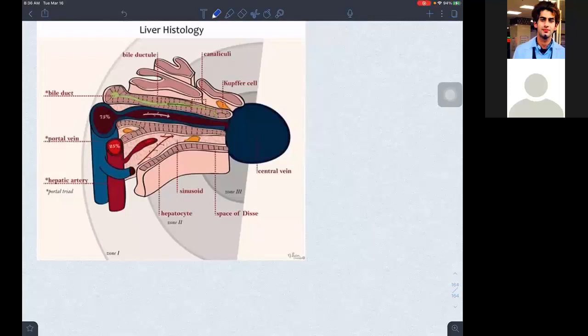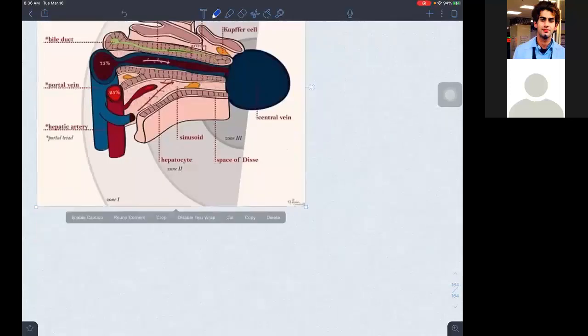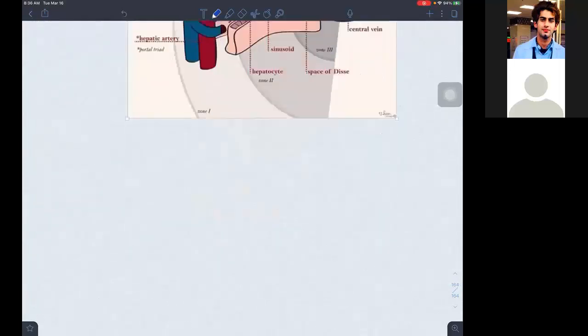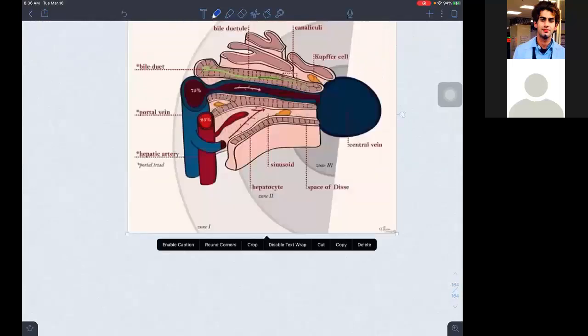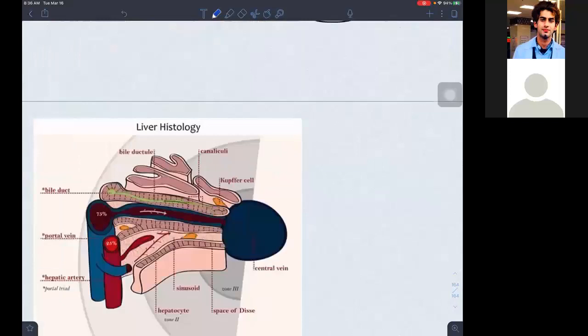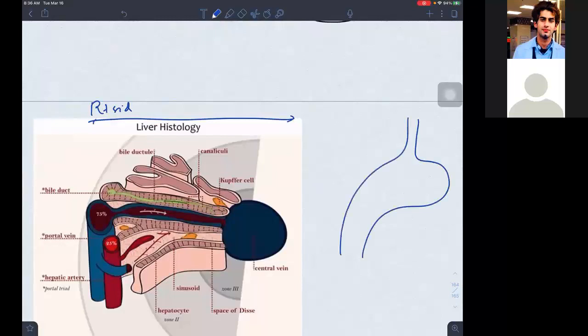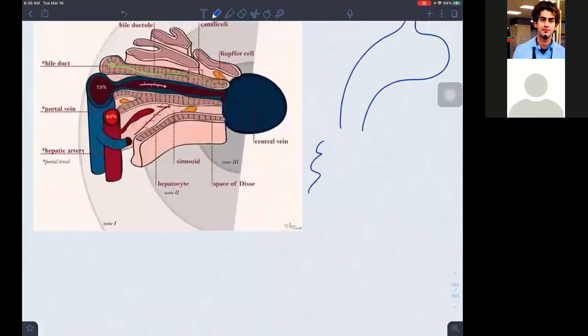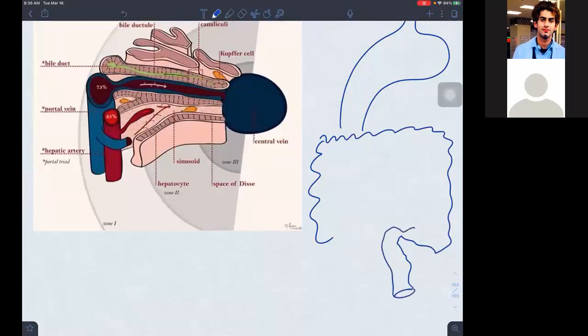Let us make it, for example, this is my liver on the right side. This whole picture is the right side of my body. And this is my GIT. And this is my colon, the ascending, transverse, descending colon, and sigmoid colon.